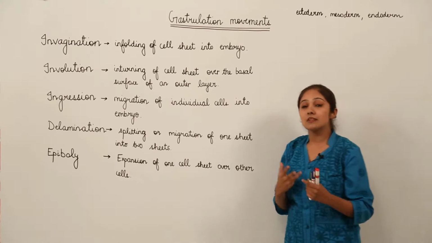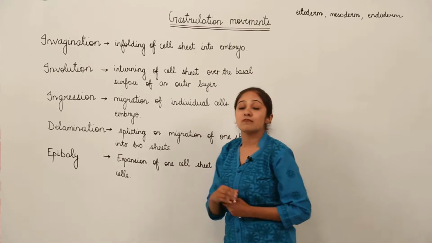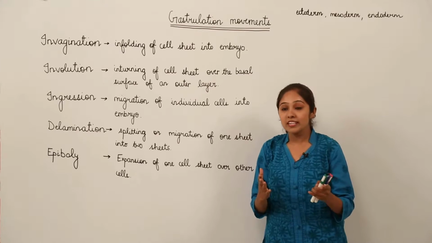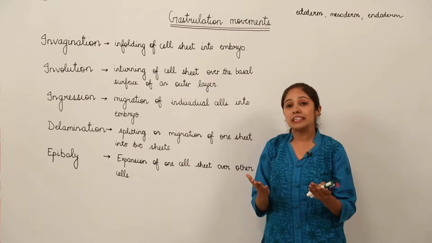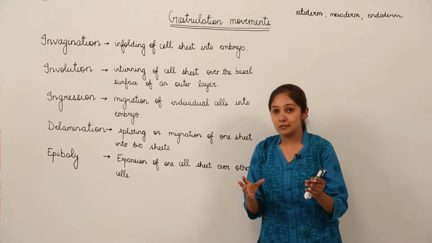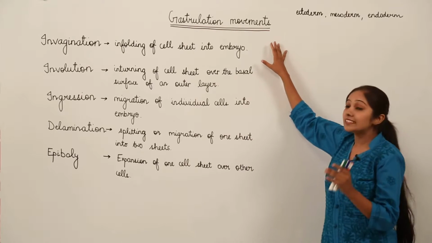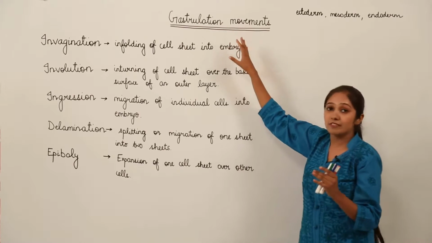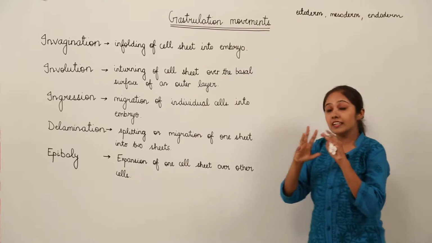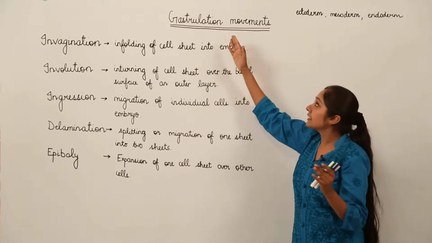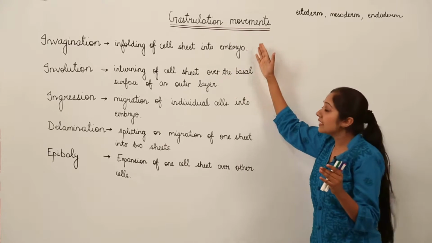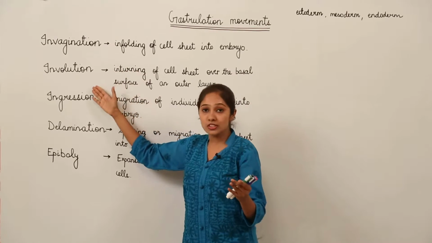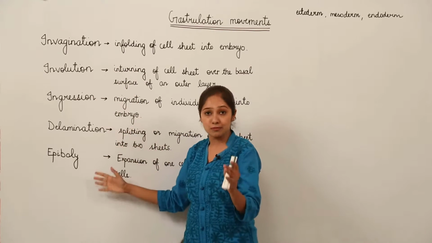And how are these germ layers formed? They are formed by highly coordinated cell and tissue movements, which lay the foundation of a multi-layered structure of an organism. The cells are going to move, and these movements in which the cells move in a definite fashion, we call gastrulation movements. These are the types of gastrulation movements: invagination, involution, ingression, delamination and epiboly.